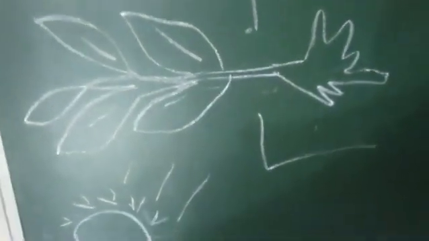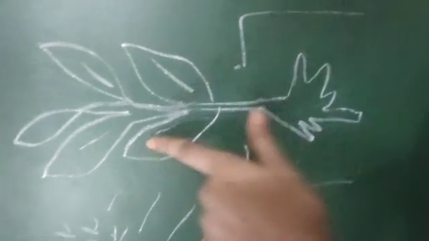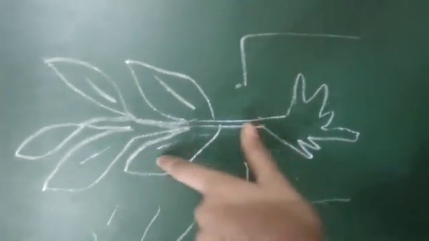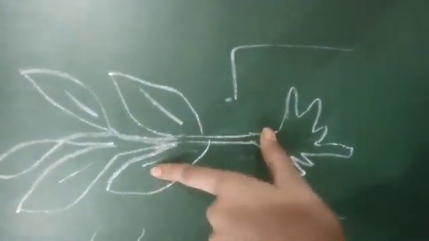The green pigment called chlorophyll in the chloroplast helps to capture energy from the sun. We remember where chlorophyll is present. Chlorophyll is present in the leaves. In the leaf there is a chloroplast, and there the chlorophyll is present. Remember, chlorophyll is a green pigment that gives the green color to the plant.